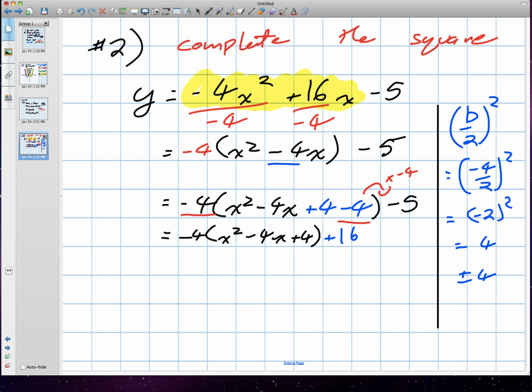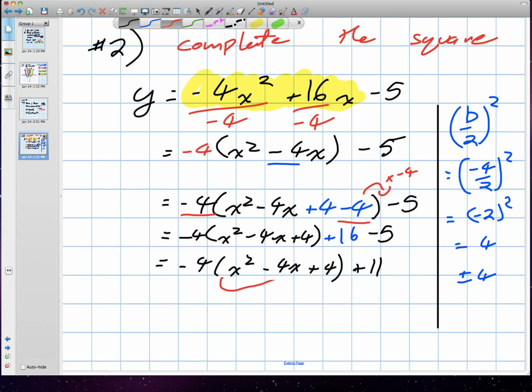Okay. We can simplify the outside of this. So we have negative 4 times x squared minus 4x plus 4, plus 7. Oh, 11. What am I saying? So now what's inside the brackets, we're able to factor.